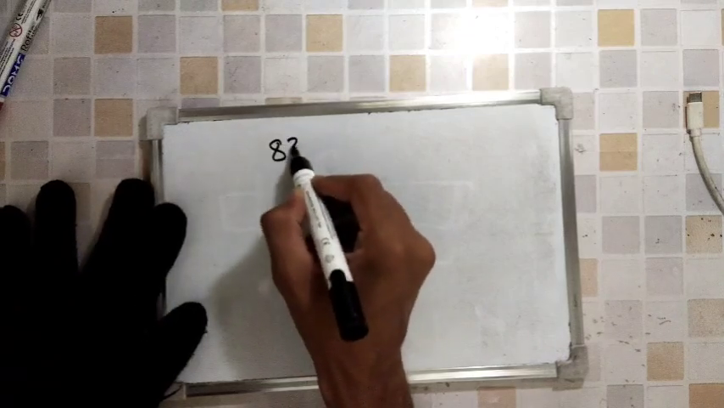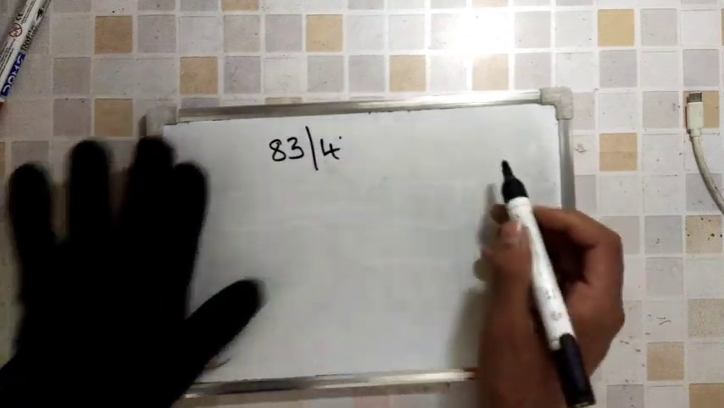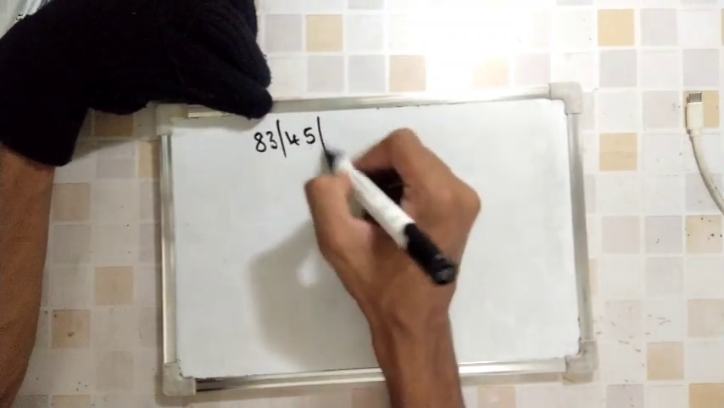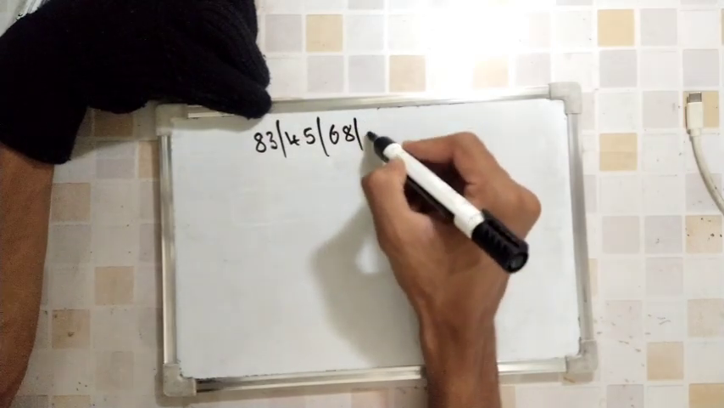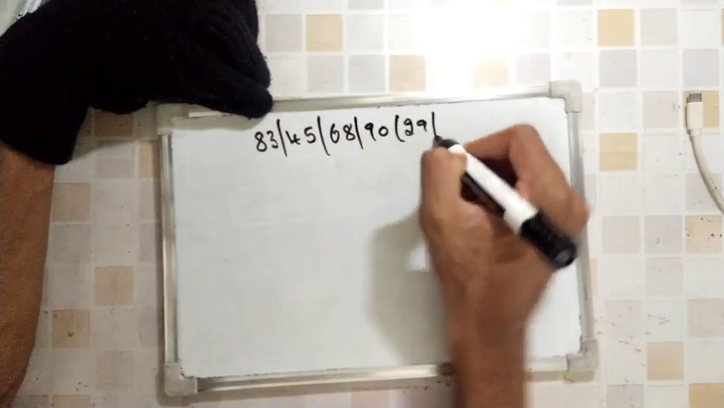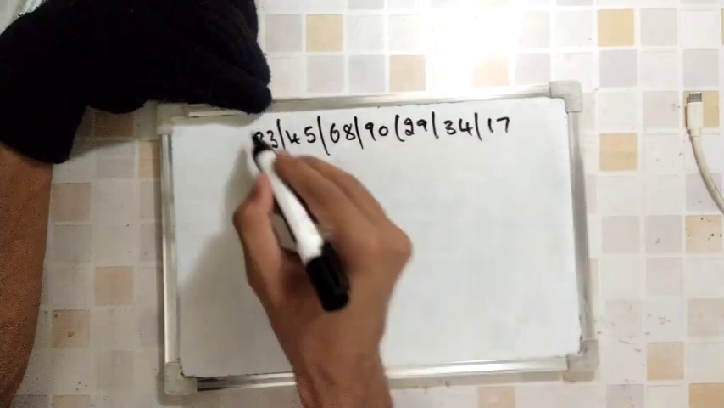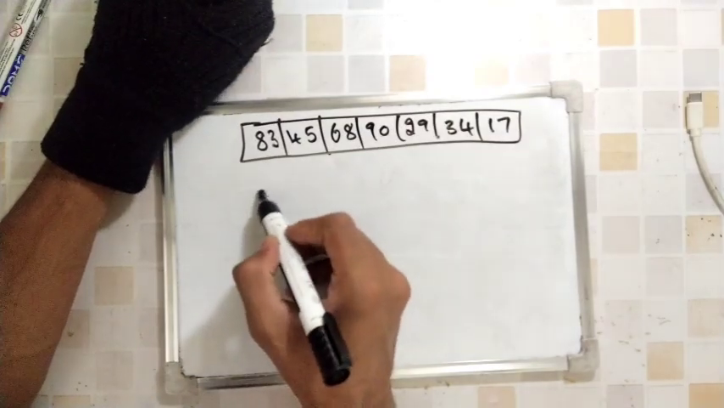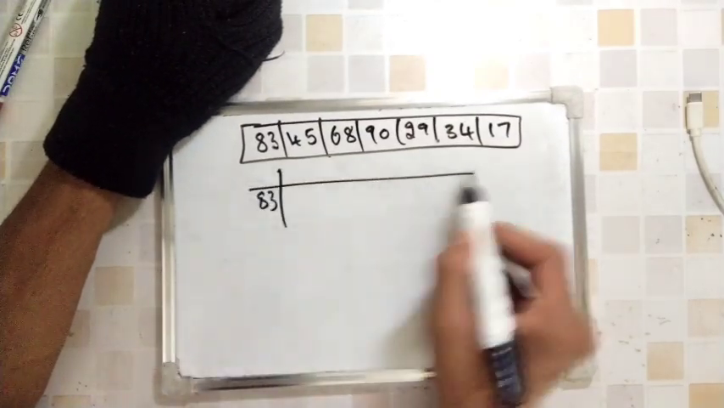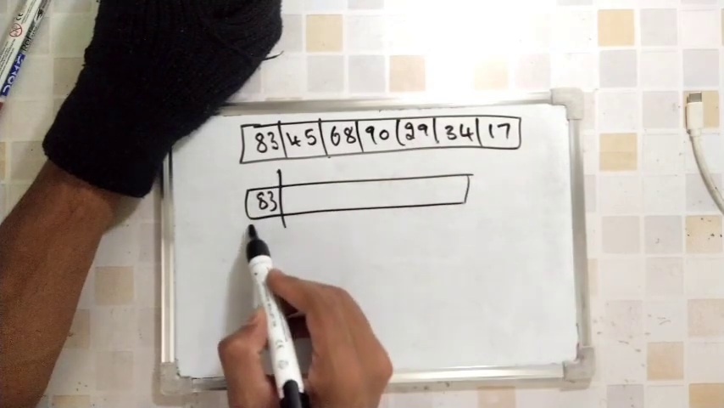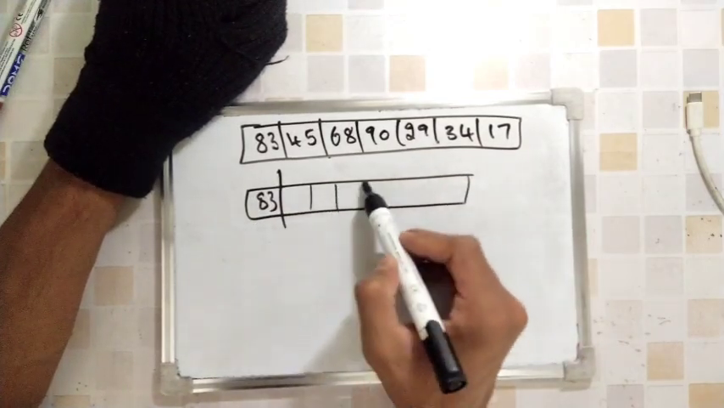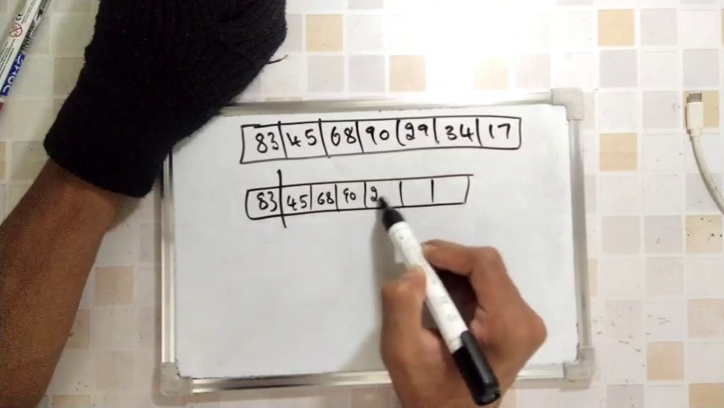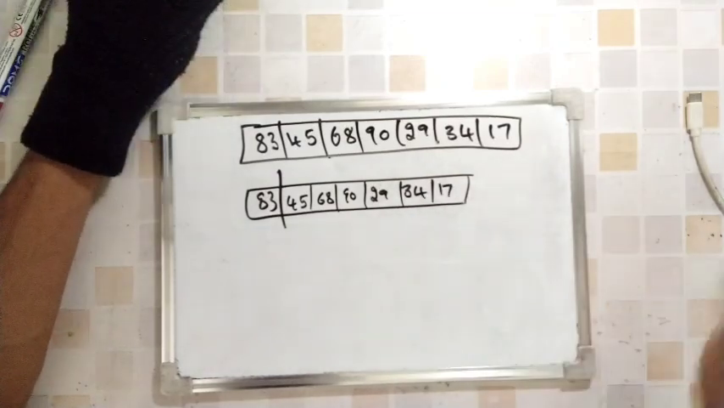Okay, suppose we have 83, 45, 68, then we have 90, 29, 34 and 17. So basically in insertion sort, first I will select this element and put it in the place known as the sorted place. This side I will say is the sorted place, and here I will say it's not sorted. So here I have 45, 68, 90, 29, 34 and 17.